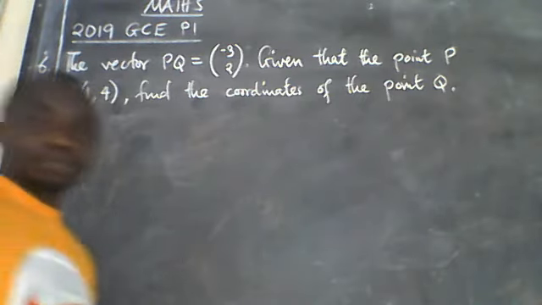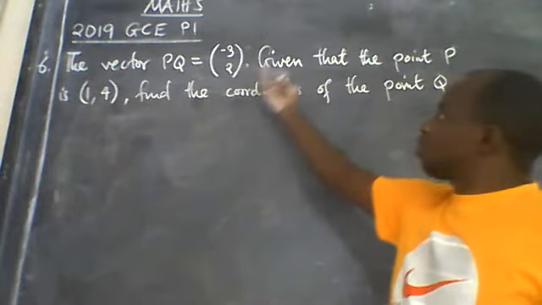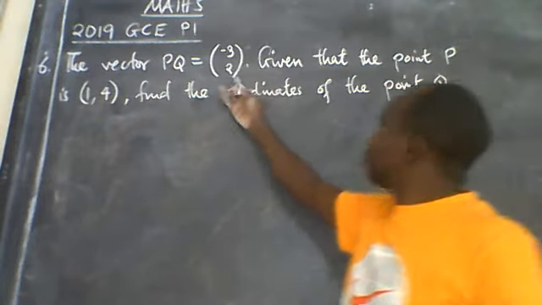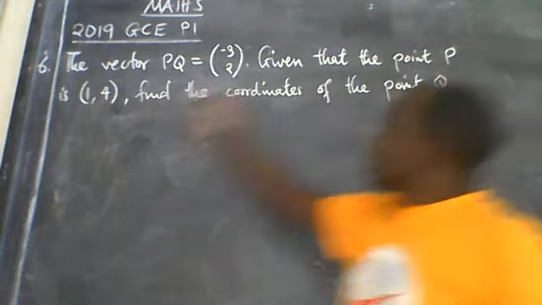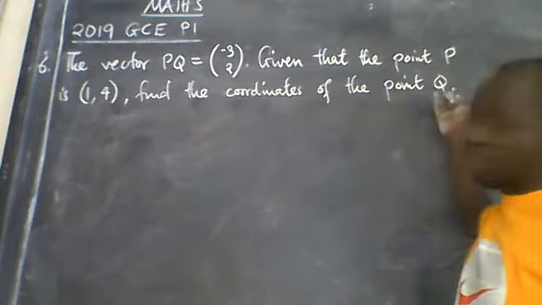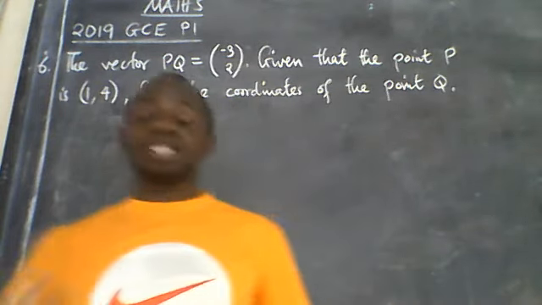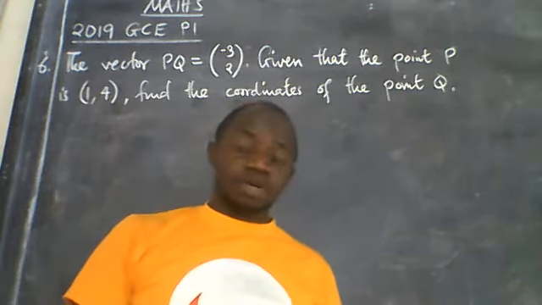Question number 6 says the vector PQ is equal to negative 3, 2, given that the point P is 1, 4. Find the coordinates of the point Q. So this is a combination of vectors together with some concepts or ideas under coordinate geometry, okay?